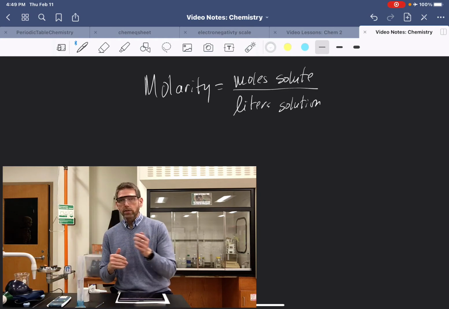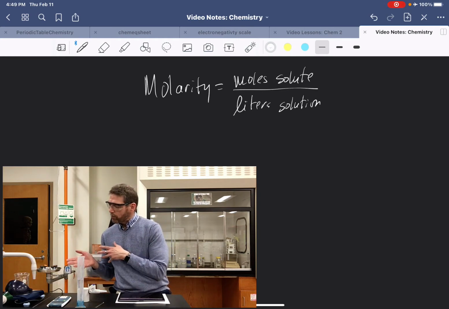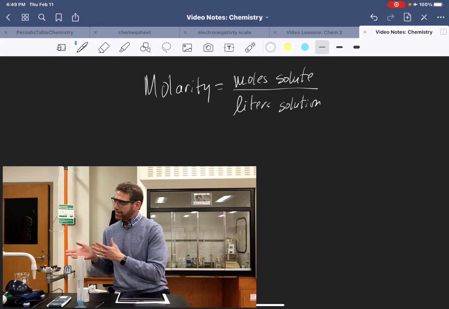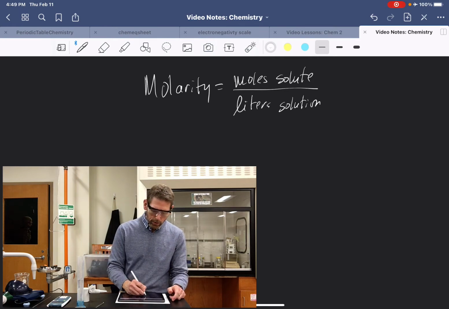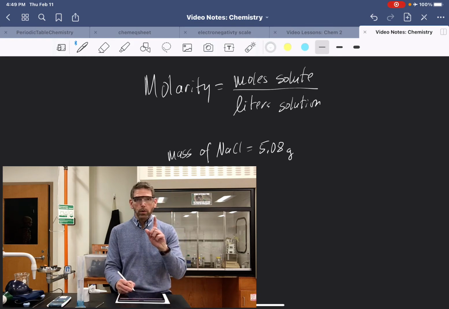Over here, you can't see this, but right now it says 5.08. It hovers back and forth between 5.079 and 5.081, so we'll go with 5.08. All right. So right now we know that our mass of salt, our mass of NaCl, equals 5.08 grams. This we know.